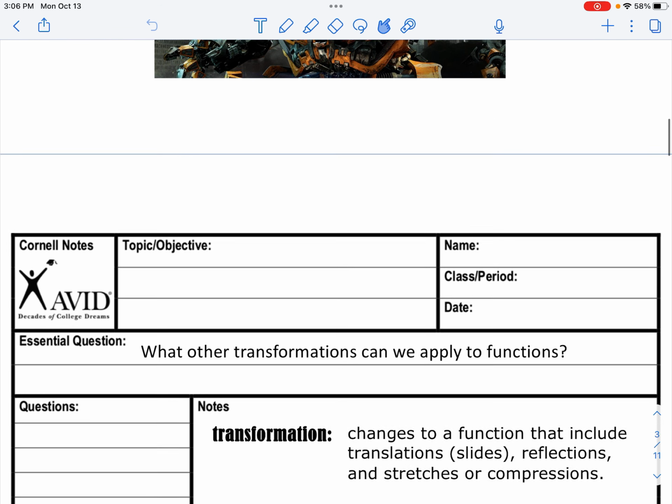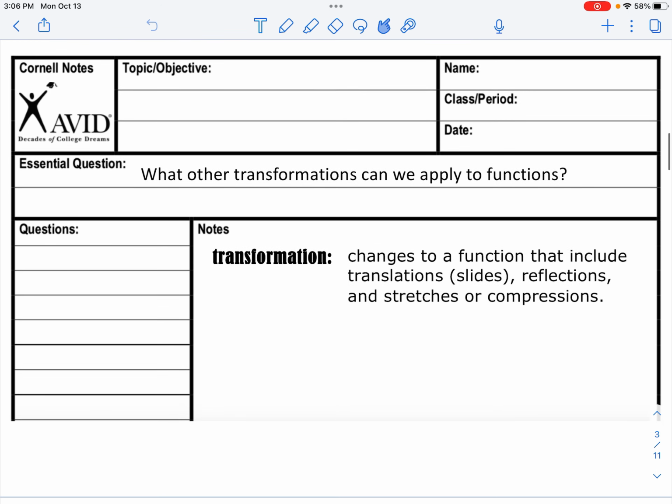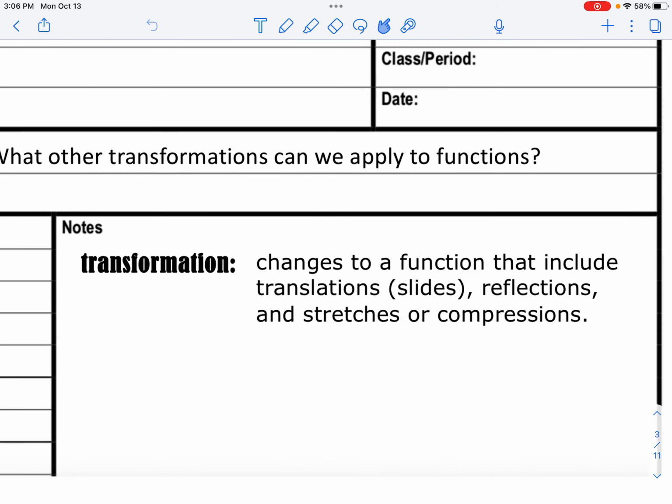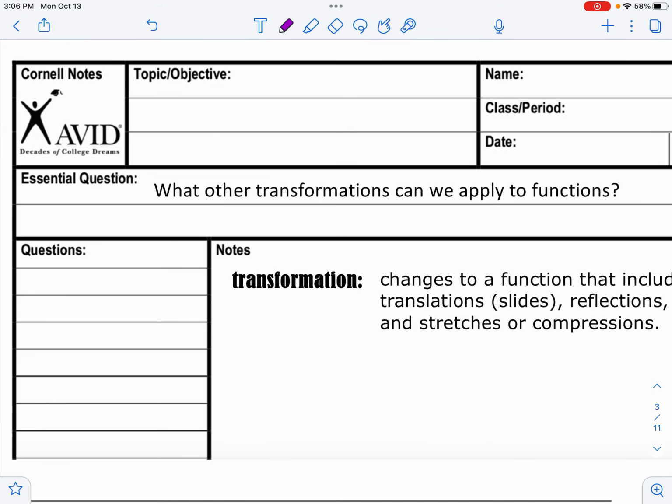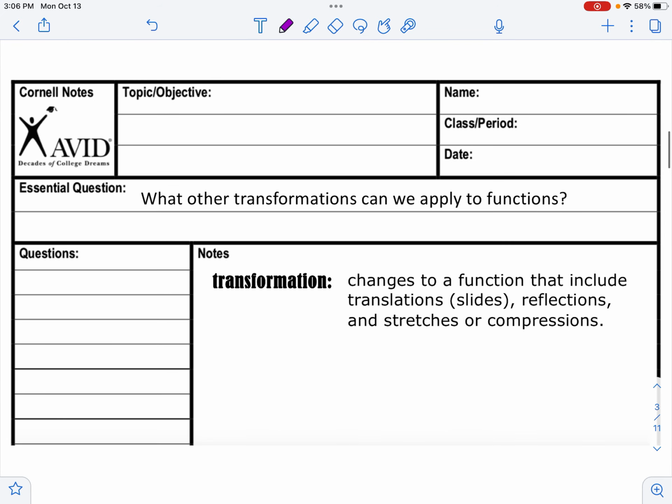And that's really all that we're going to talk about, different transformations. What other transformations can we apply to functions? Well, we've already done translations, which are slides. And today we're going to look at a couple of other ones, and those would be reflections and then stretches or compressions. Those are other changes that we can make to our parent function to get new, different functions with the same shape and form.